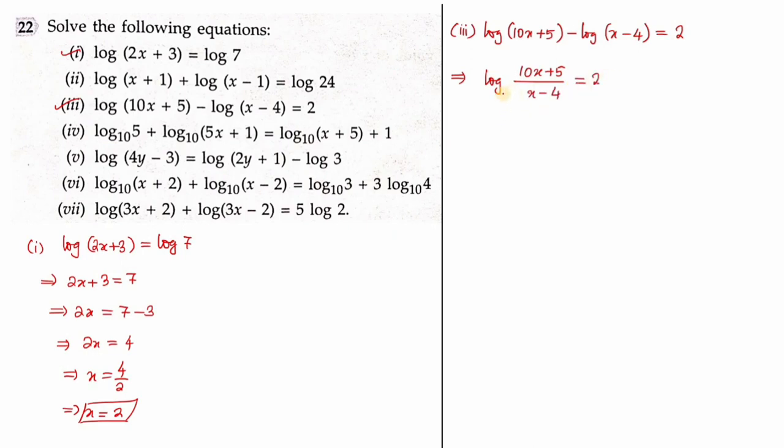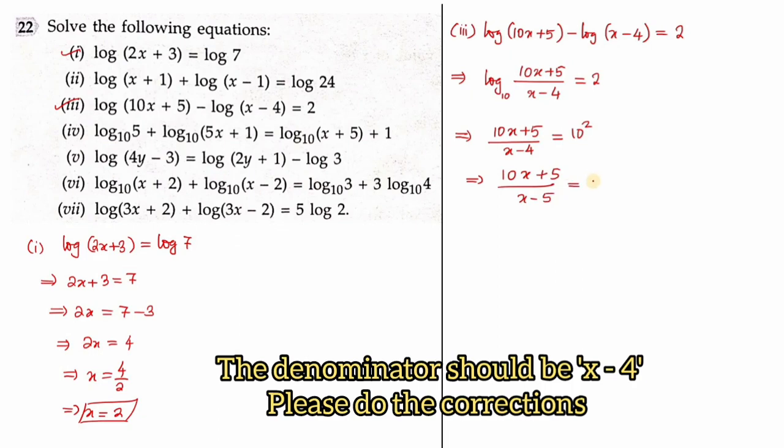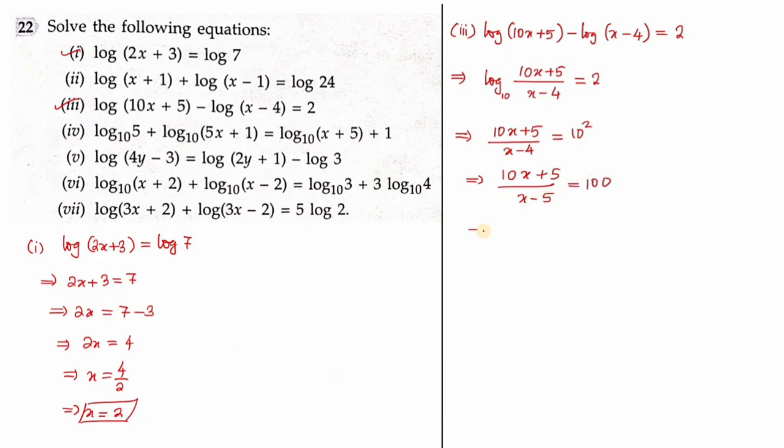Okay, so now what's the base here? Base is 10. So now this is in the logarithmic form, so you can write in exponential form as well. So how do you write exponential form? It will be (10x + 5) whole divided by (x - 4) is going to be 10 to the power 2, that is 100. So it is (10x + 5) whole divided by (x - 4) is equal to 100. Now you know how to solve this. Do the cross multiplication.